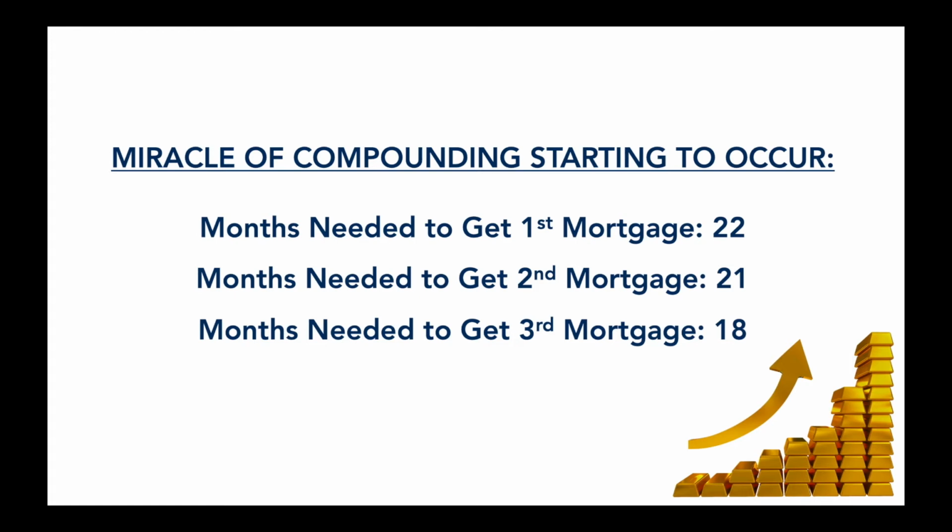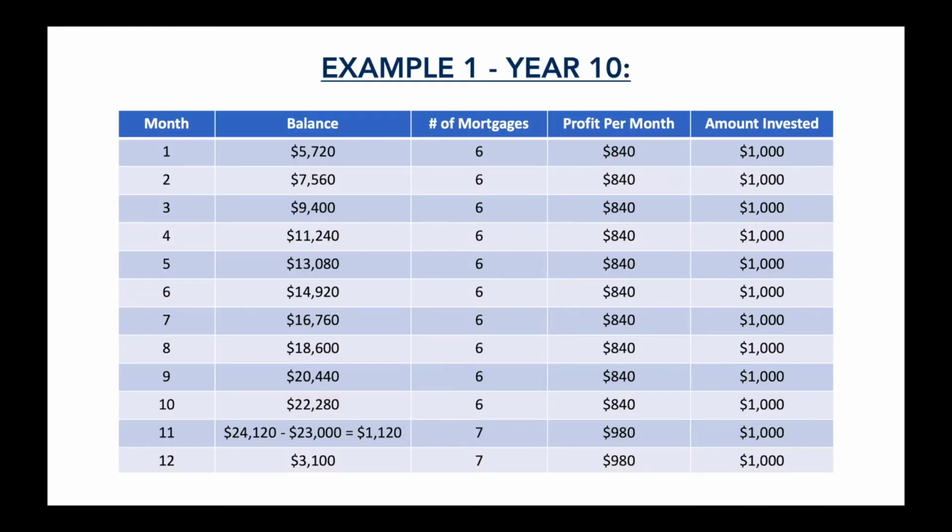This is because in addition to the $1,000 that we're investing from our salary, we're also reinvesting all of the profits we make through our rental portfolio that we have thus far. So let's take a look at year 10. At the end of year 10, we have 7 mortgages, which means we have a profit of $980 per month. And again, we're still investing $1,000 per month.